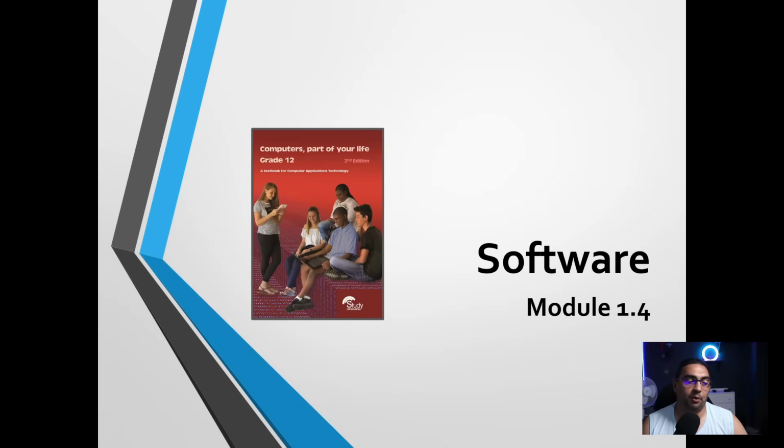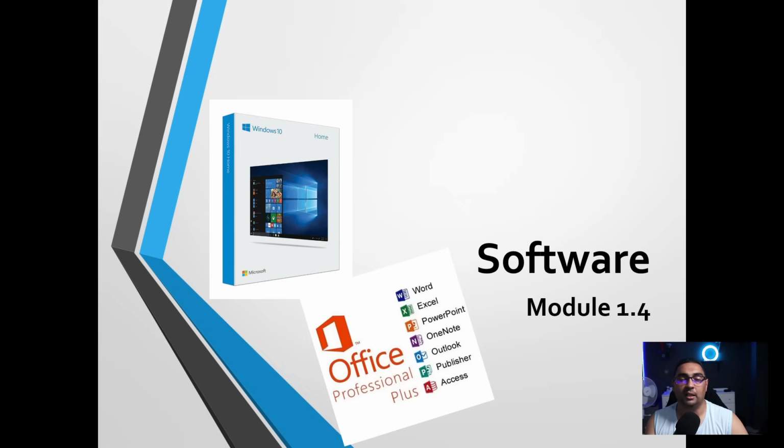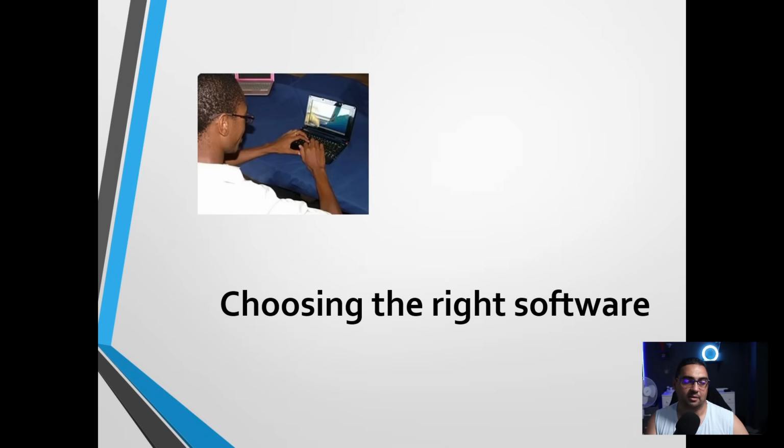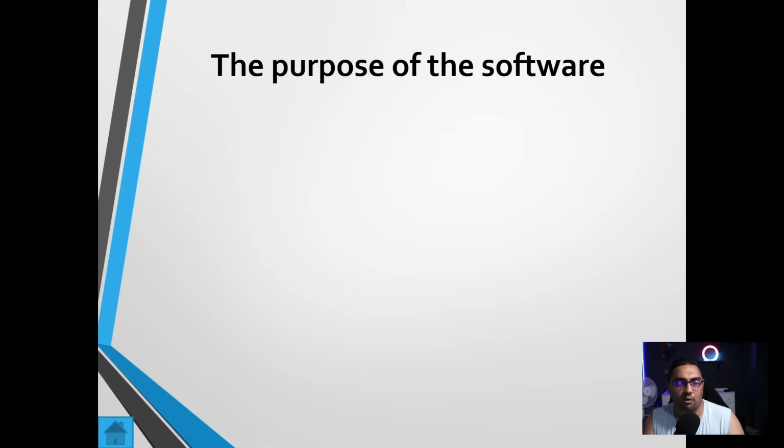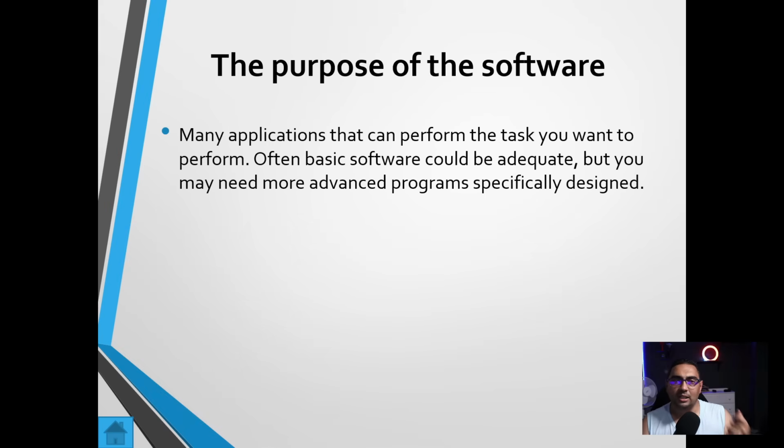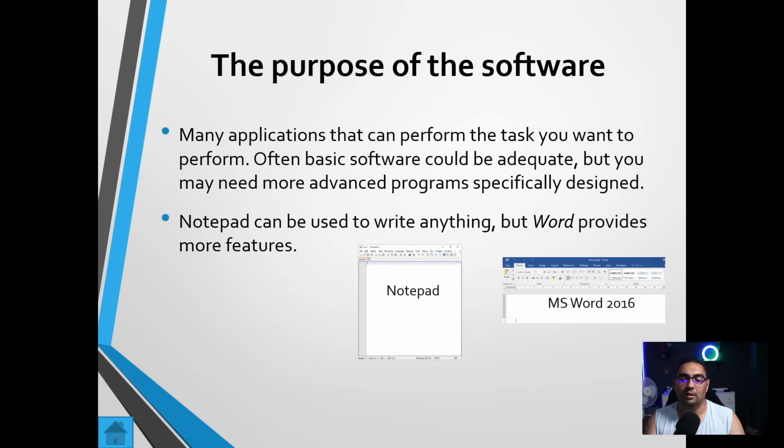All right, module 1.4, the last one, we talk about software. We know software are programs that perform specific instructions, right? Now we've got our hardware in place, we've bought our PC, but we want to choose the right software. How do we do that? We've got to look at the purpose of the software. Here they tell us many applications can perform the tasks you want them to perform. So what do you want the software to do, right?